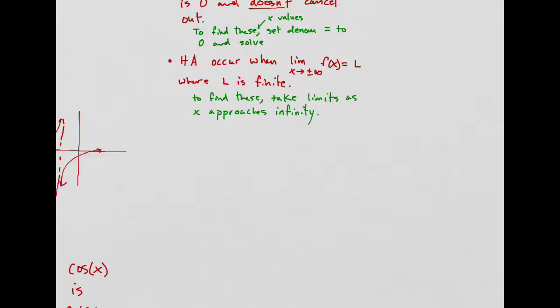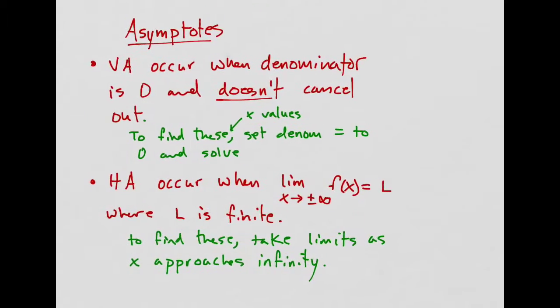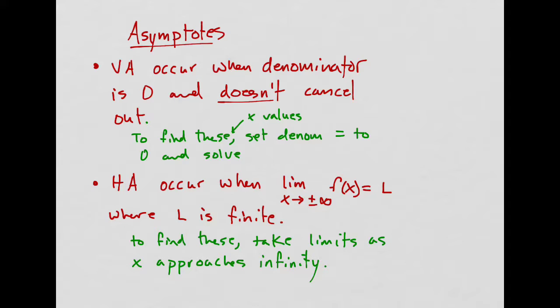Asymptotes. We talked about this when we did limits, but I'll mention it again. Vertical asymptotes occur when the denominator is 0 and nothing cancels out. Like terms in the top and bottom don't cancel out. If they do cancel out, you don't have an asymptote, you have a hole. So let's be very careful there.